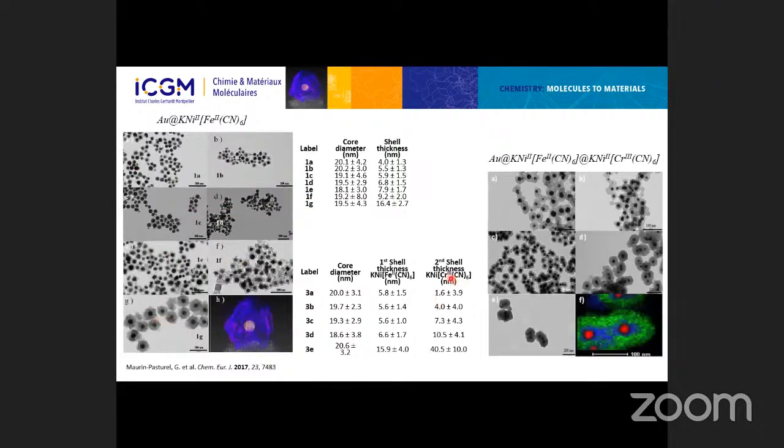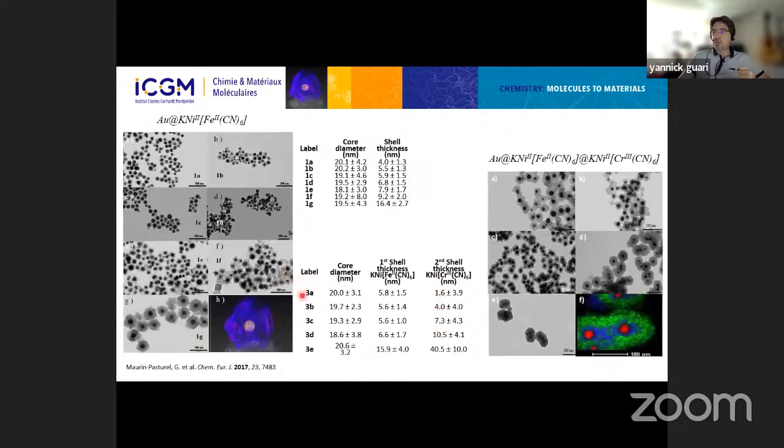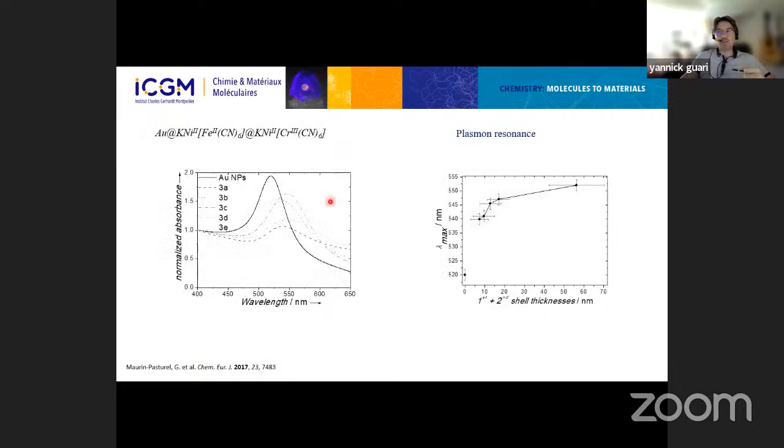But we can also modify the thickness of a second shell made of nickel chromium for compounds 3A to 3D, and we can, for 3E, for example, change both the shell thickness of the first shell and the second shell. So now we can follow the influence of the shell thickness on the plasmon resonance band of the gold nanoparticle. I show here the results for the core-shell nanoparticles with a double shell, with 3A to 3D, where we're modifying the thickness of this second shell only.